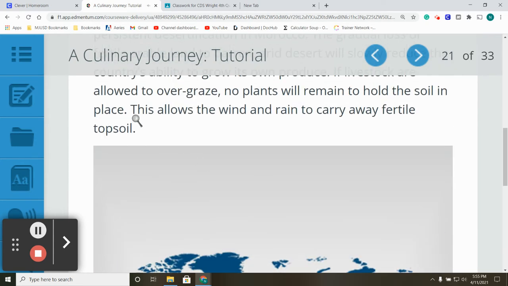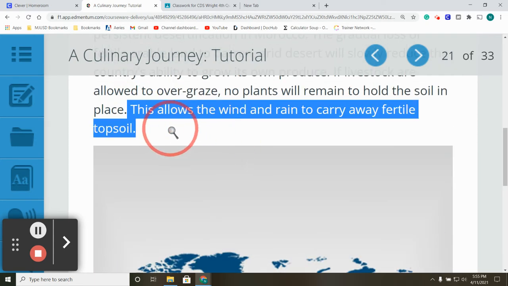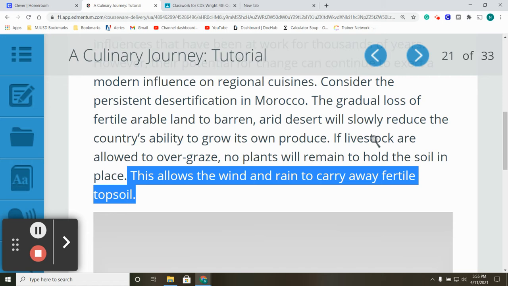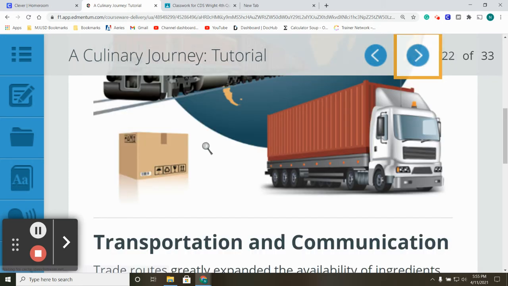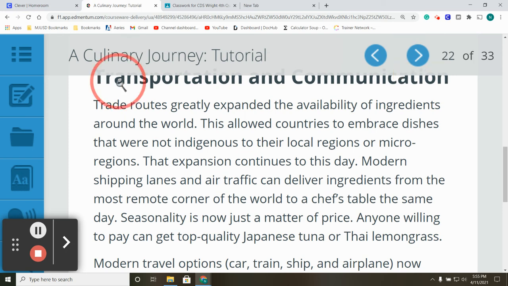We actually had a terrible experience of this effect where the wind and rain carried away fertile topsoil. It was known as the Dust Bowl during the Great Depression.